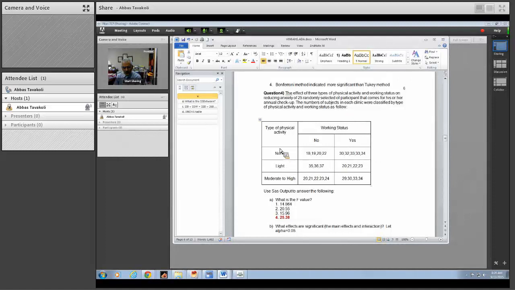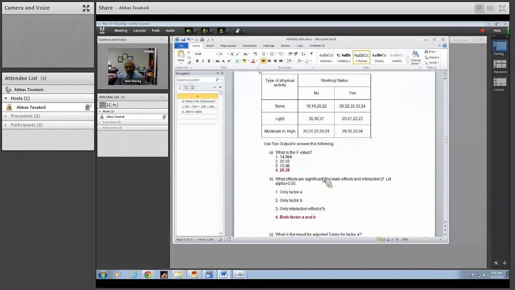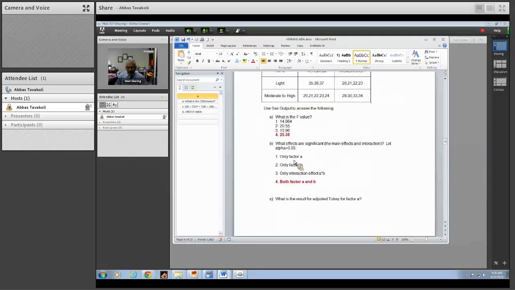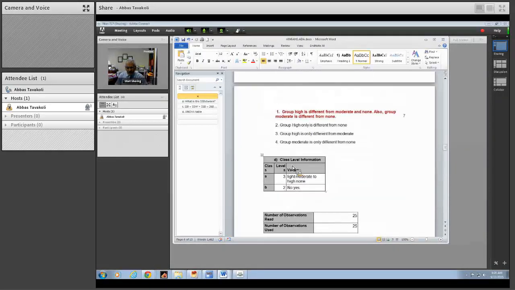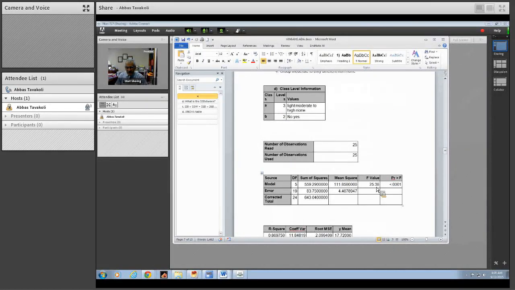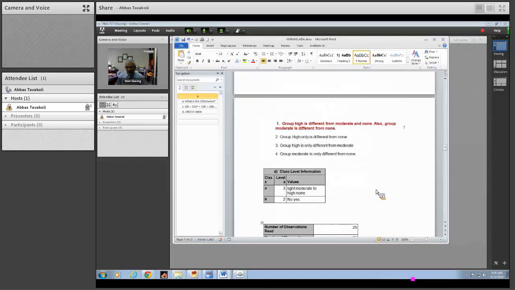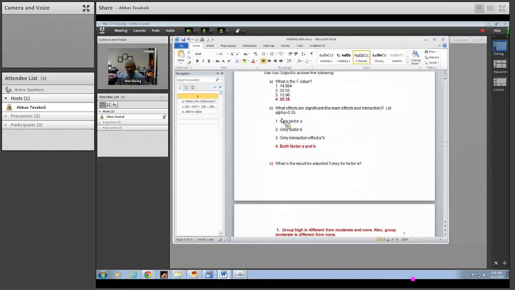So you have 3 groups here for type of physical activity: light, moderate, and none, and for working status you have no and yes. Here I ask you what the F value is. Basically you can find from the table that the F value is 25.38. That's the correct answer.